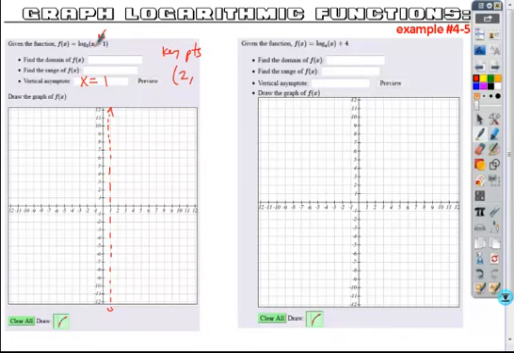When we plug in a 2 here, 2 minus 1 is 1. 3 to what power is equal to 1? 0. So we have (2, 0). There's one of our key points.